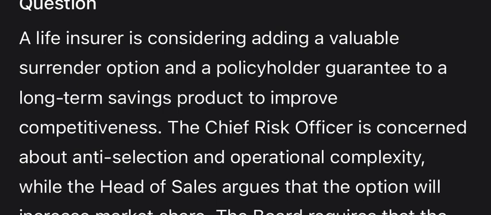3. Risk measurement and Solvency II. Pillar 1. The solvency capital requirement, SCR, will spike because the guarantee creates market risk and life underwriting risk, lapse risk. Pillar 2, ORSA. The own risk and solvency assessment is the key tool here. It must show the board that even in a persistent low interest rate or high inflation scenario, the firm remains solvent over the long term.